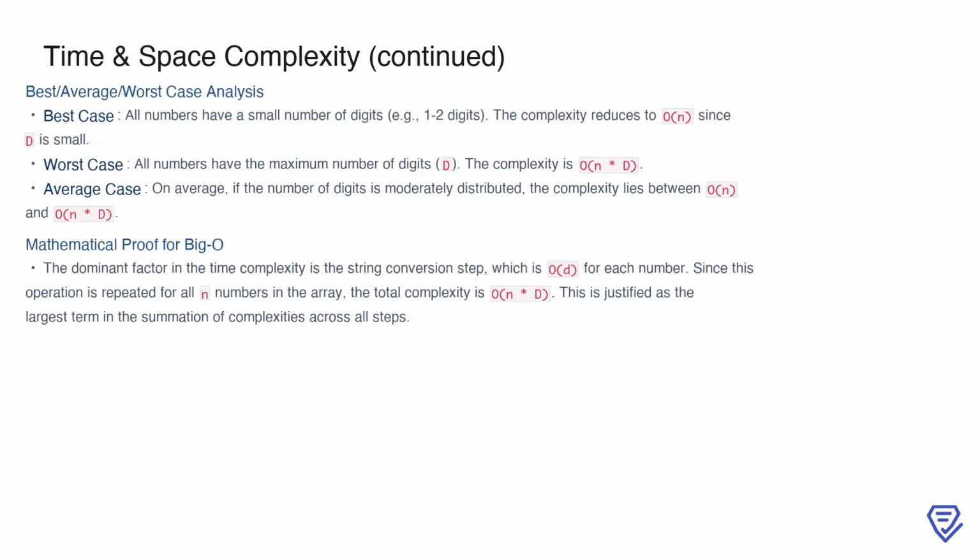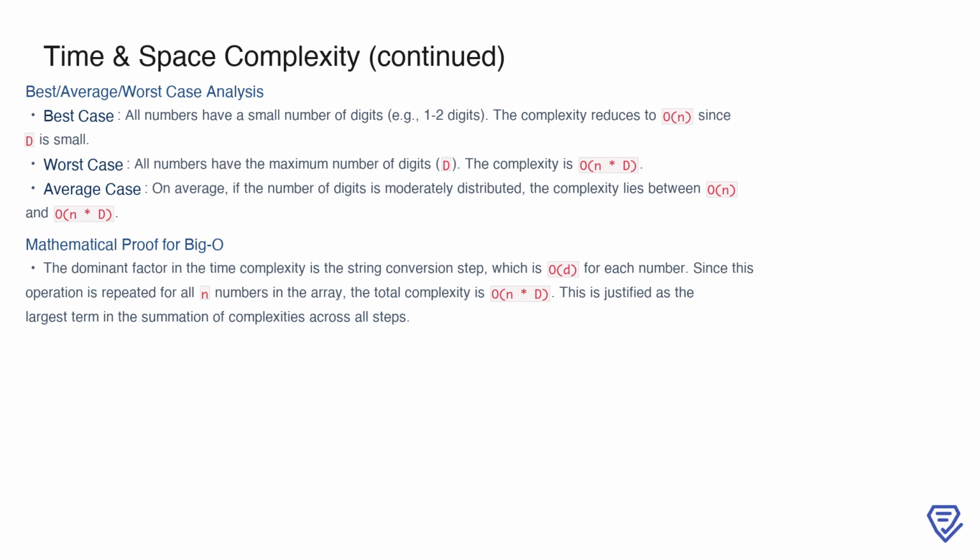When analyzing the best, average, and worst cases, we observe variations based on the number of digits in the input numbers. In the best case, all numbers have a small number of digits, such as 1 or 2 digits. Here, the value of d is minimal, and the complexity reduces to O(n), as the string conversion step becomes negligible. In the worst case, every number has the maximum possible number of digits, d, leading to a complexity of O(n*d).